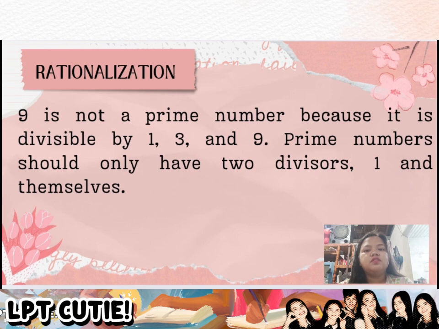So, letter B has only 2 divisors, 1 and 19. Letter C also has 2, 1 and 59. Letter D also only has 1 and 79. And letter E has only 2, 1 and 89. While letter A has not just only 2, okay, because you can solve 1 and 9 and then 3 and 3, okay. So that's why 9 is not a prime number.